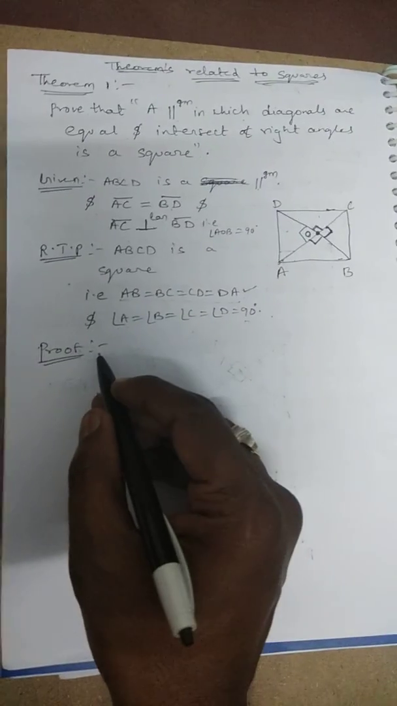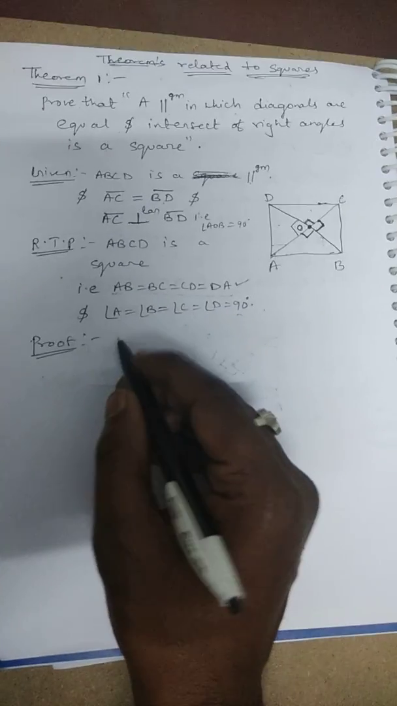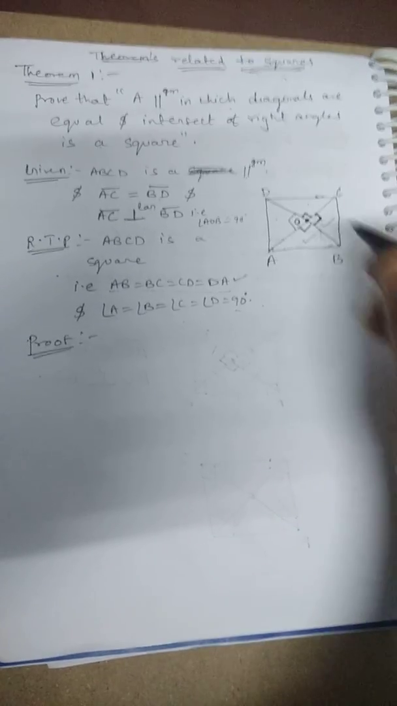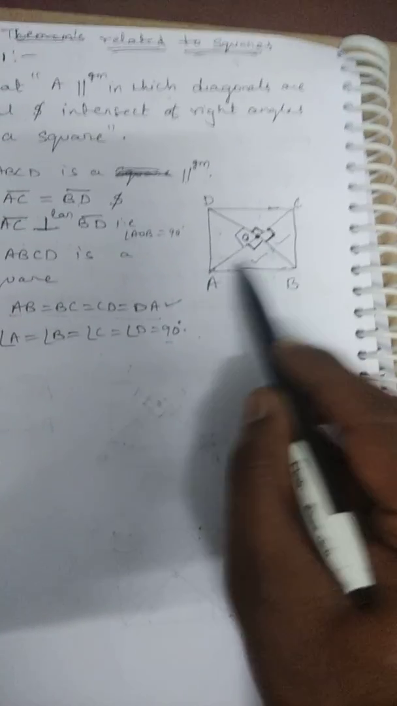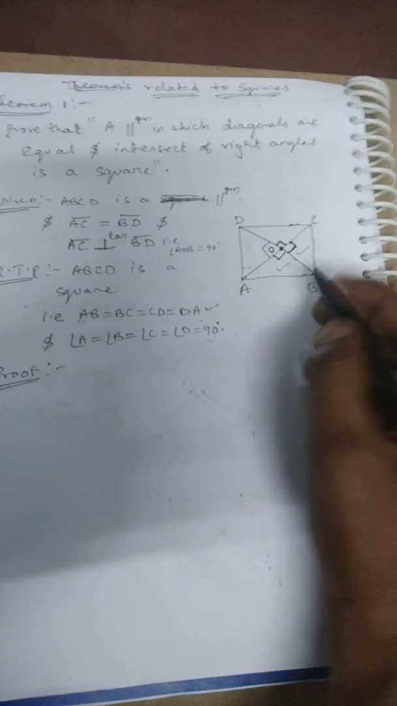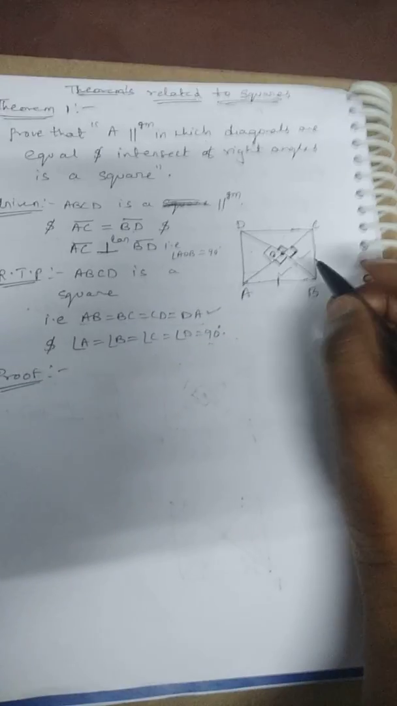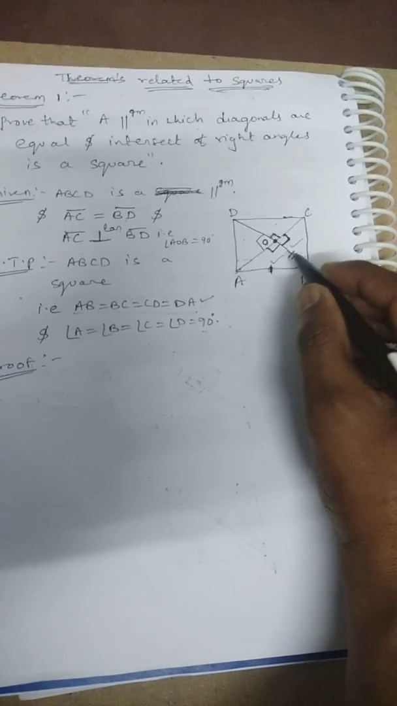Now coming to the proof. Let us prove this one. First I will take these adjacent triangles, triangle AOB and triangle BOC. These two triangles I will take. In these two triangles, this side OB is the common side for both triangles.